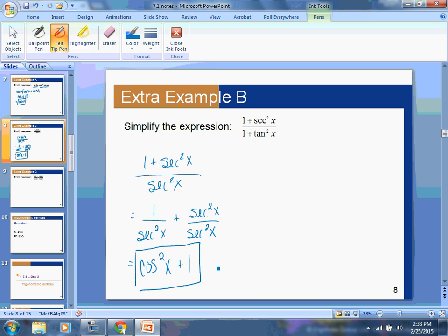So again, I'm using my Pythagorean identities from my knowledge of trigonometry, and then I'm using some fraction skills to help me, in this case, break apart a big combined fraction. Okay, so let's try one more.